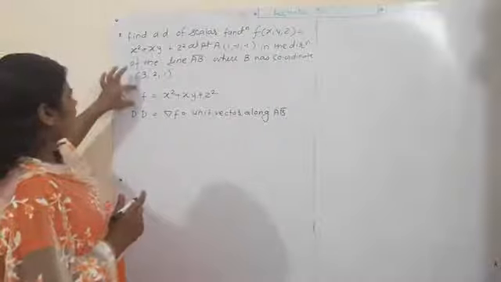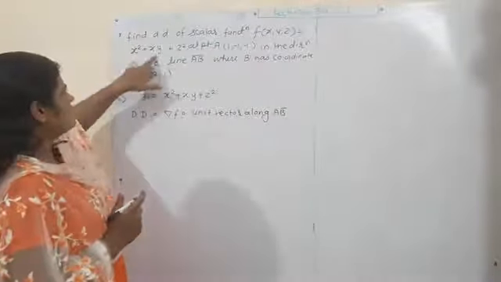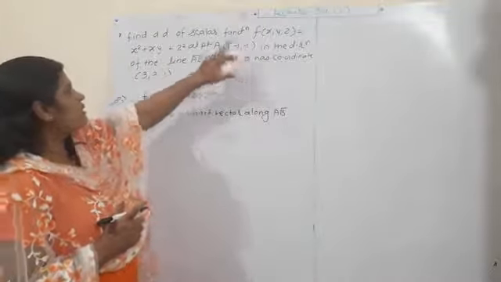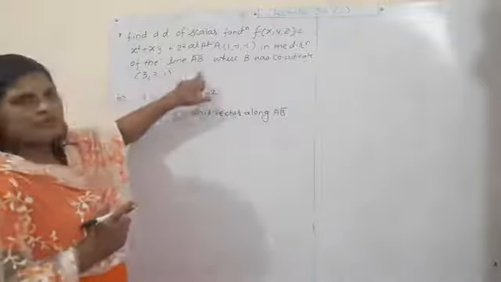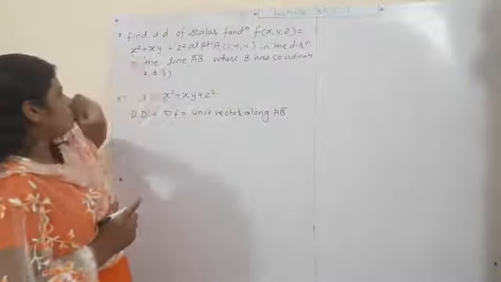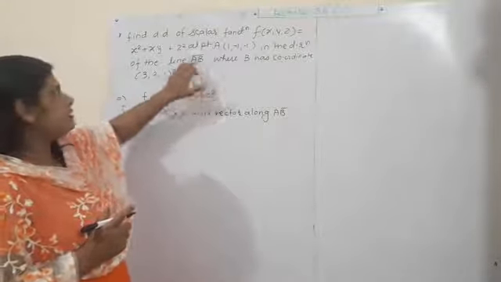Now we come to the second problem. Here we have to find the directional derivative of the function x square plus xy plus z square at the given point (1, -1, -1), in the direction of the line AB bar, where B has coordinates (3, 2, 1). So after that we have to find a vector along that direction AB bar.